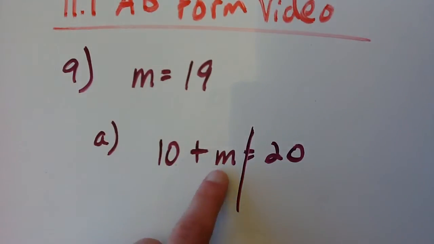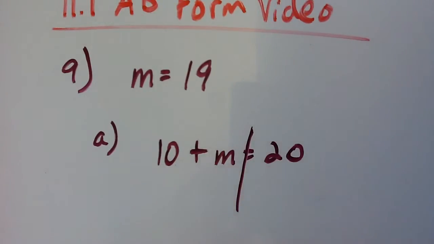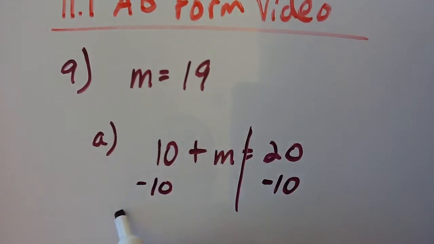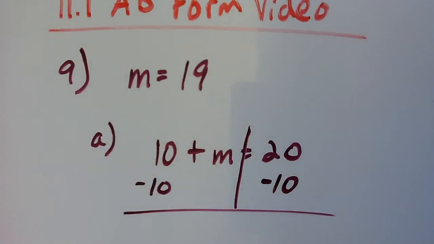Right now we have m plus 10, or you could read it the other way, 10 plus m. Basically, if we're adding 10 to m, we need to undo that addition. What operation would undo addition? Well, that's subtraction, right? If I subtract 10 from both sides, which I must do because that's the golden rule for equations. The golden rule is whatever you do to one side of the equal sign, you must also do the same exact thing to the other side. That way your equation stays balanced.